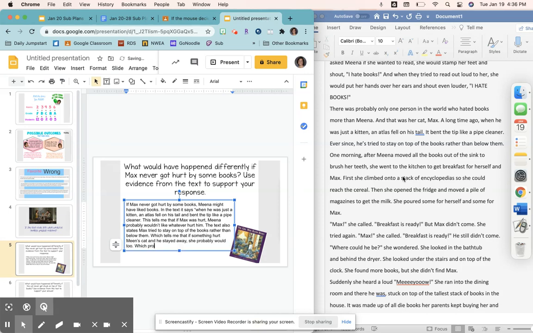Which proves to me that if Max never got hurt by some books, Mina would probably like them. I have answered the question. I have a restate with words from the question. I have backed it up with text evidence, and I explained it. Backed it up with a second piece of text evidence. I explained it. Then I wrapped it up with a sentence very similar to my first one here.